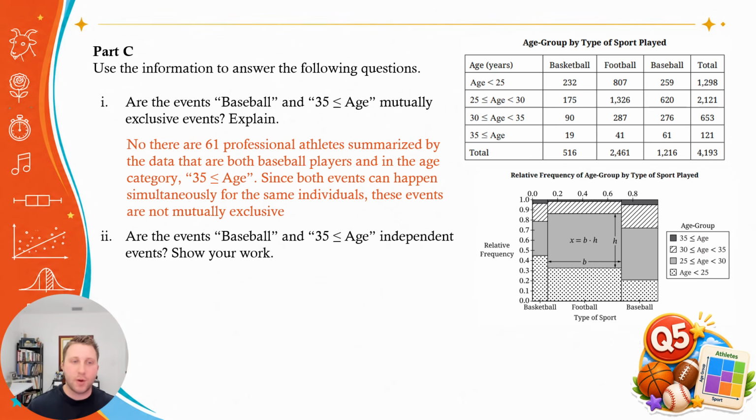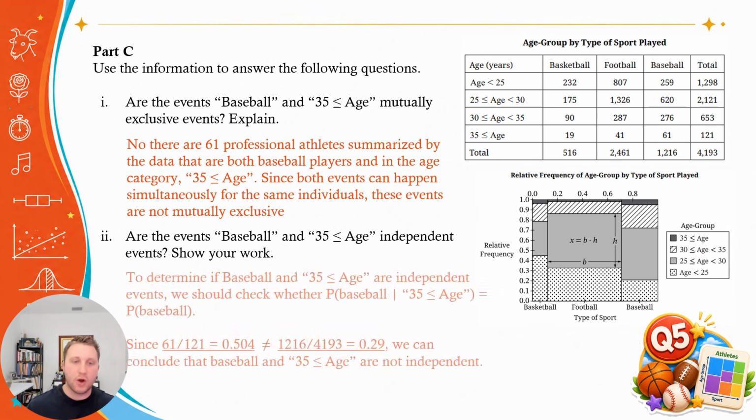And then in Part C sub II, we look at whether the events baseball and 35 plus ages are independent events. In our case, I said to determine if baseball and this event are independent, we should check whether the probability of baseball given age 35 plus is equal to the probability of baseball.